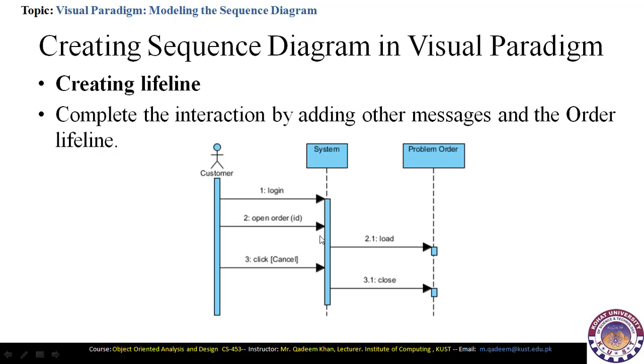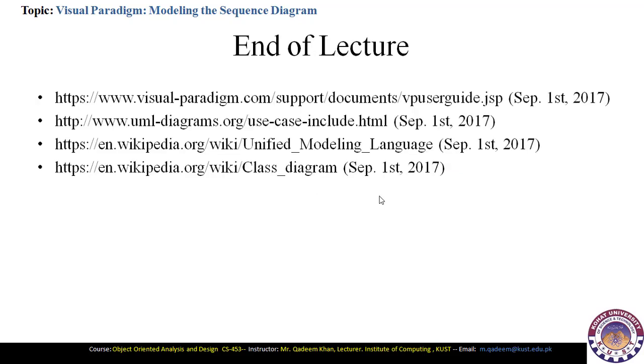So here you can see that the lifeline of this object is for three different functionalities, while the lifeline of this object is for two different functionalities. So this shows the lifeline of this sequence diagram.